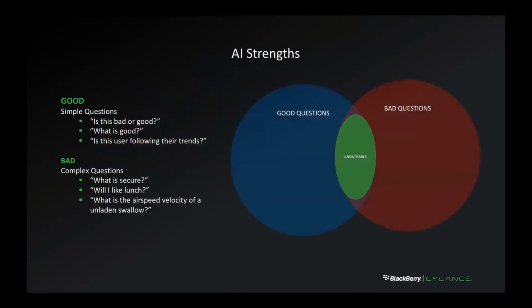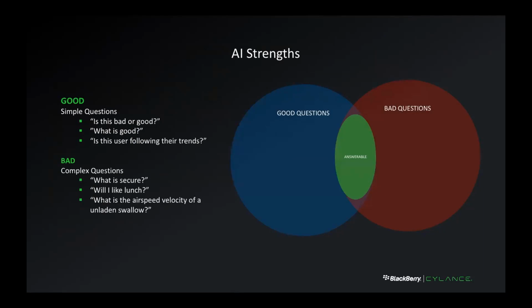So AI strengths, right? This is a relatively quick slide, but in the many conversations I've had, there is again a misnomer of what AI is for, especially machine learning. Much as data science and statistics overlap together to create machine learning, you have good questions and bad questions, and somewhere they overlap and give you an answerable grouping. So good questions for AI are, is this good or is this bad? What is good? How are these relevant? Does this follow a trend?